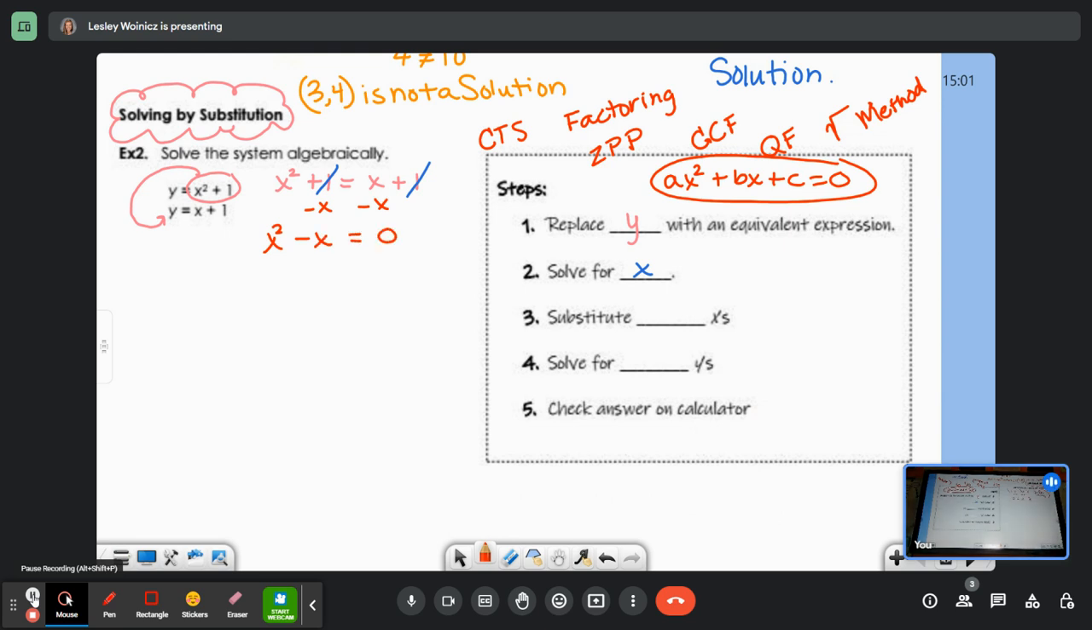Is anyone mad that I didn't combine the x squared and the x? Do you remember that they are unlike terms, so they're not combinable? Correct. One is squared and one is linear.